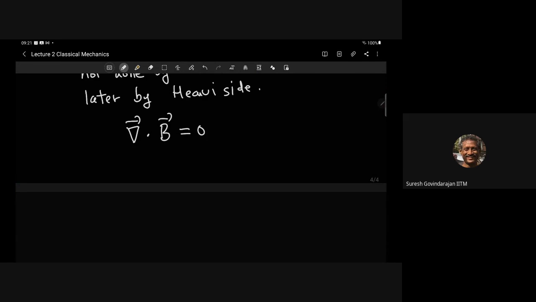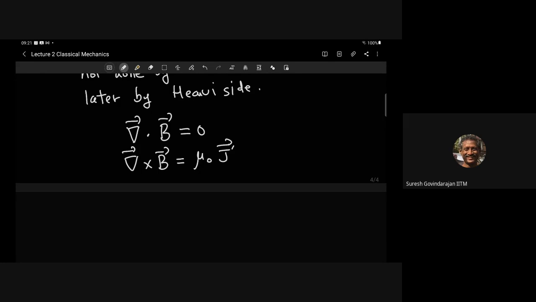What kind of equation is this under rotations? Scalar equation should be invariant. It's a scalar equation, absolutely. Okay, so if you have an equation like this, this is a vector equation.